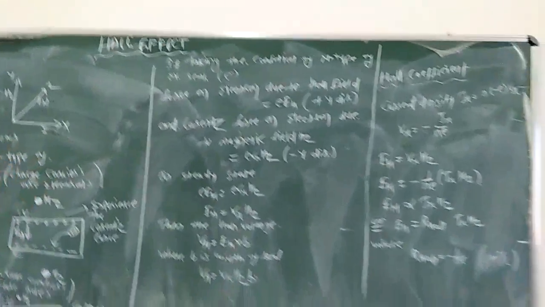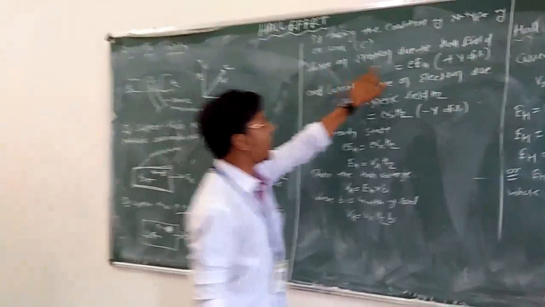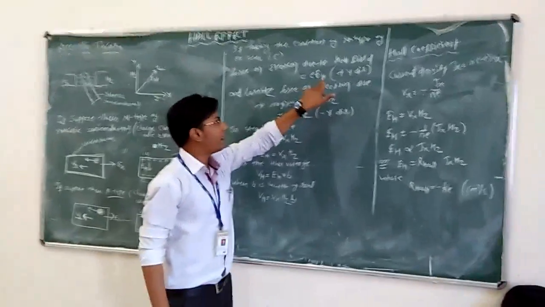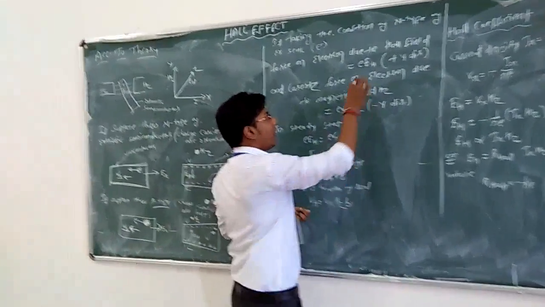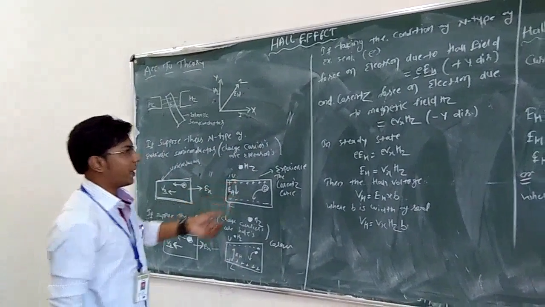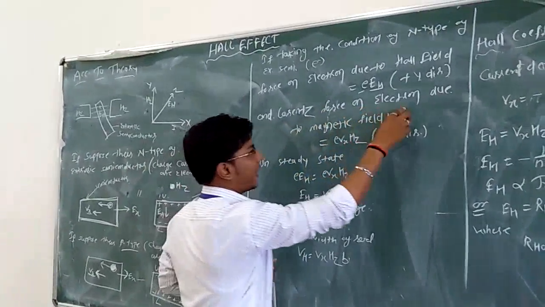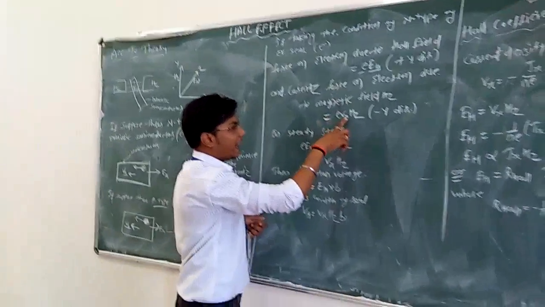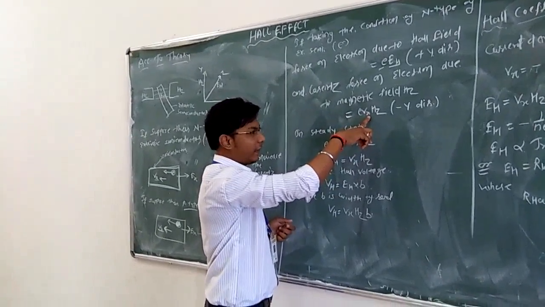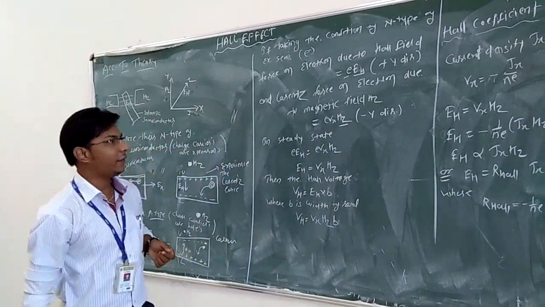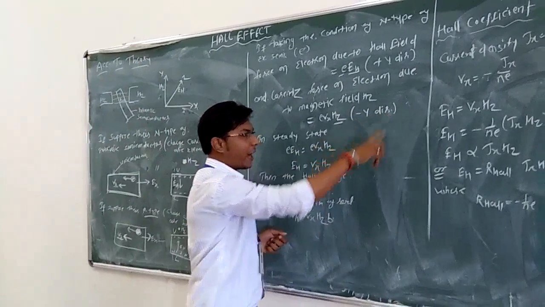Now taking the condition of the n type semiconductor, the force on an electron due to the Hall field is eEH, where e is the electron charge and EH is the electric field produced in the semiconductor. The Lorentz force on the electron due to the magnetic field is equal to e Vx Bz, where Vx is the drift velocity by which the electrons drift, and Bz is the external magnetic field, which acts in the negative y direction.